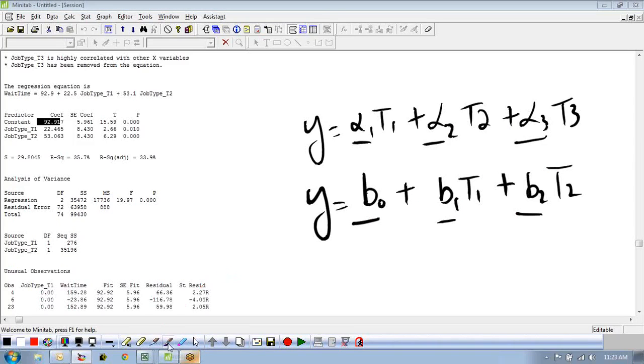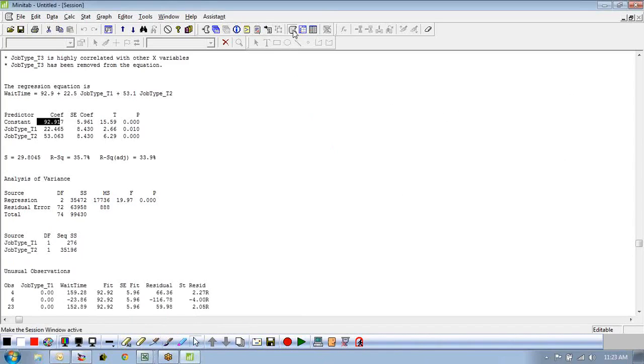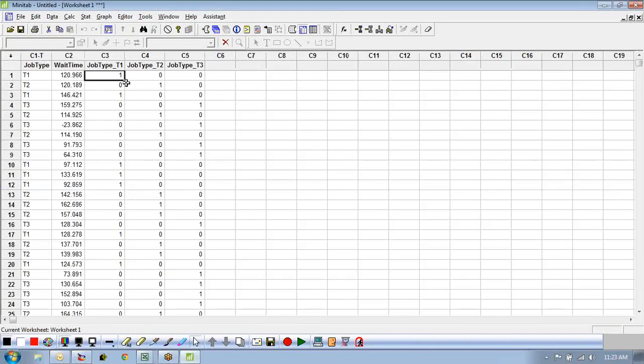And now you can think about it tactically as why does this really only have 2 degrees of freedom? Why wouldn't it have 3? Think about it like this. Let's take a look at our thing right here. I can really only specify 2 of these, and when I specify 2 of these, I always know what the third one is. So, for example, if I tell you JT1 is 1, JT2 is 0, we know automatically that JT3 is equal to 0. Likewise, if I tell you that JT1 is 0, JT2 is 1, I automatically know JT3 is 0. And finally, if I tell you JT1 is 0, JT2 is 0, I automatically know that JT3 is equal to 1. So I only really can specify two of those.